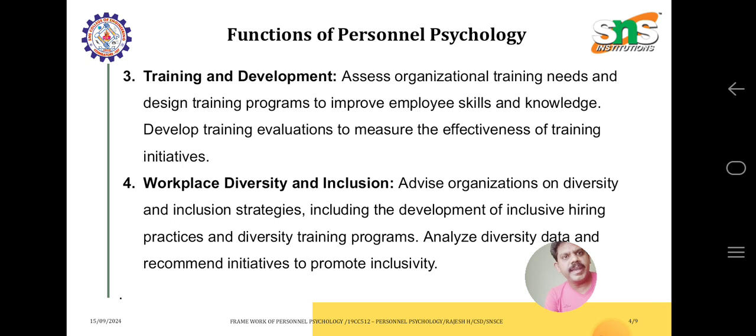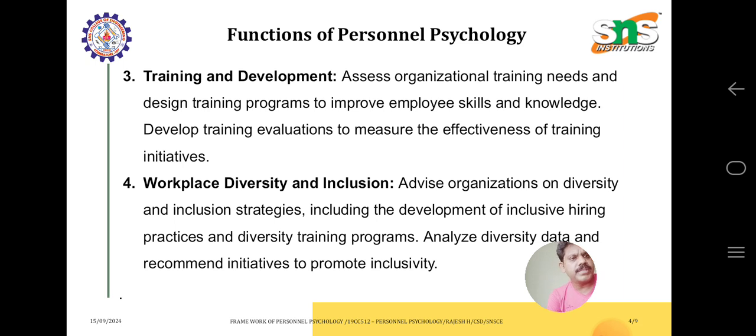Number three is training and development. They assess the organizational training needs and design training programs to improve employee skills and knowledge. They also develop a training evaluation procedure to measure the effectiveness of training initiatives. Even the training curriculum and the development agenda are well articulated by the personnel psychologist.